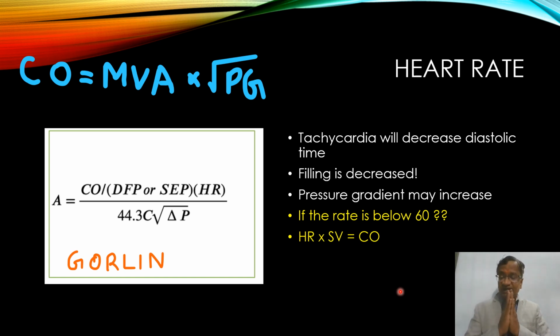Heart rate has to be kept around 70 because low cardiac output means the SV is fixed, stroke volume is fixed. The cardiac output will decrease because heart rate into SV is same. If you go high, 100, 95, tachycardia will decrease diastolic time. The pressure gradient may increase by square or something like that. So this may cause back pressure edema. The flow is less, the pressure gradient increases, causing back pressure edema.